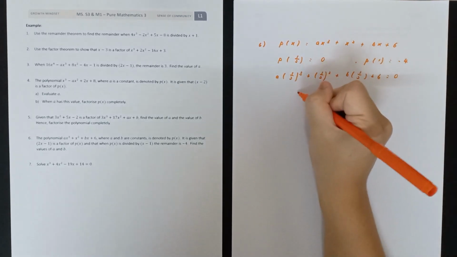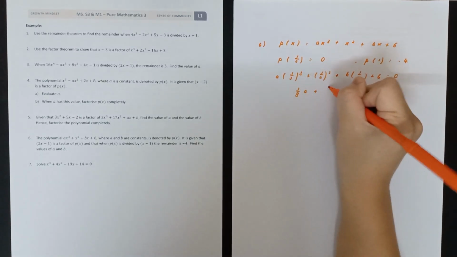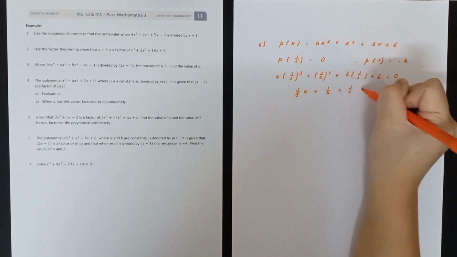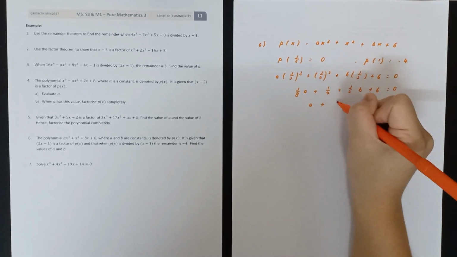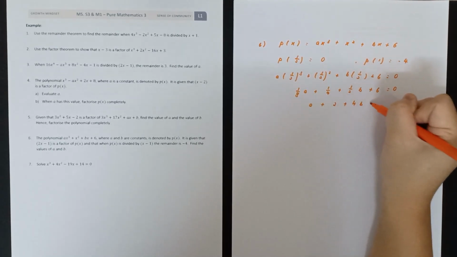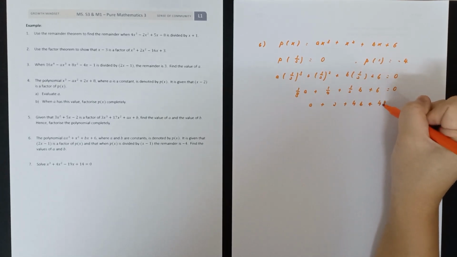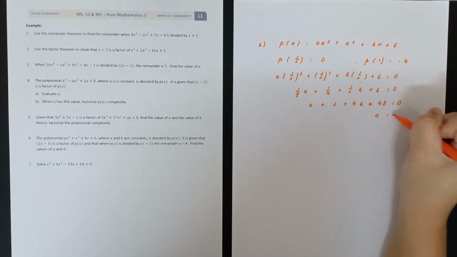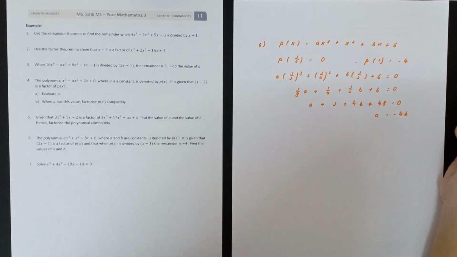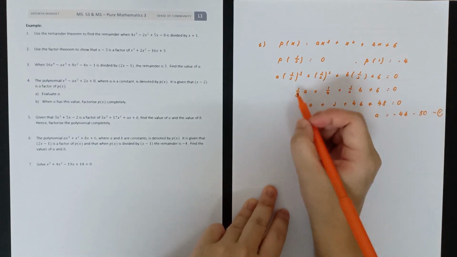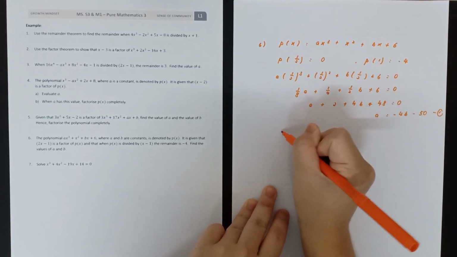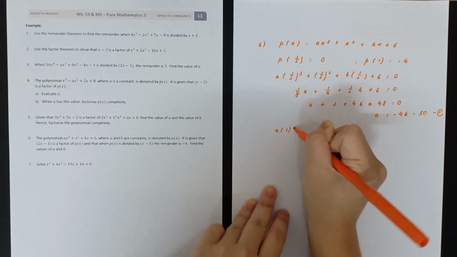So equals to 6, 1 over 8, 1 over 4, 1 over 2. Let me try to multiply everything by 8. You can just write it down depending on how you want to solve your equation, so it's not necessary to follow the steps here. So this is the first one. For the second one, substitute p(1), and you should get negative 4. So same thing, let's substitute 1 now.